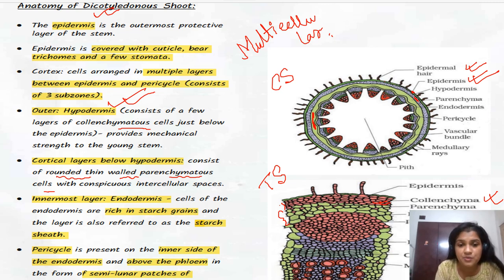Now let us come to the innermost layer or endodermis. This one is the innermost layer or endodermis, and just below this is the pericycle. If you want to see this thin undulated thing, this is endodermis and this semilunar thing is pericycle. And what is the special characteristic of endodermis here? It is rich in starch grains and also known as starch sheath.